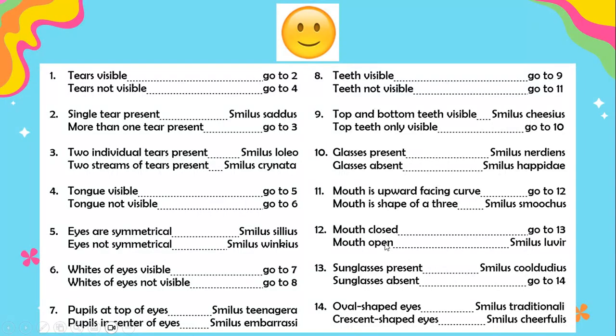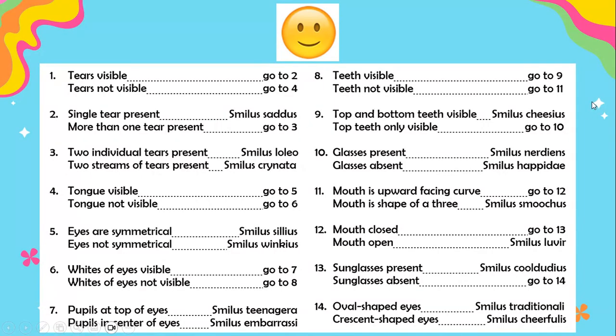Mouth closed or mouth open. It is closed, so we go to 13. Sunglasses present or absent. There are no sunglasses, so we go to 14. And the last one, oval shaped eyes or crescent shaped eyes. Oval shaped eyes tell us this is Smilus traditionale.